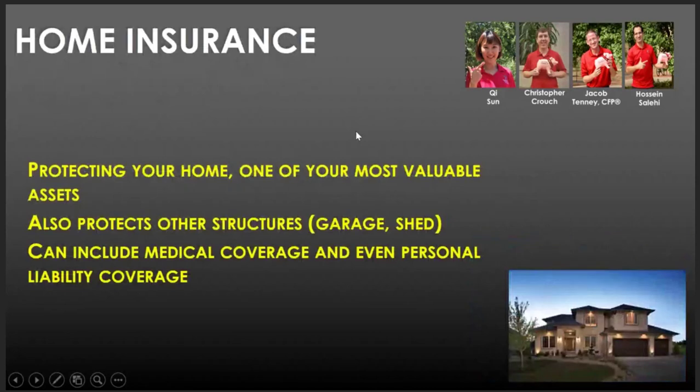So let's move on to home insurance. Okay, so homeowners insurance is to protect one of your most valuable assets, right? The biggest asset that a lot of us will purchase is your home. A question that you may see come up is what is not covered that could impact your home? What is not covered in homeowners insurance?